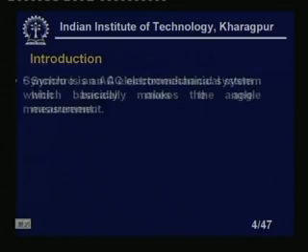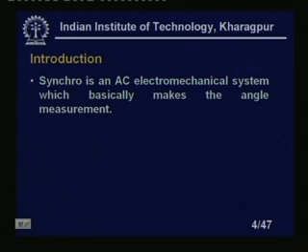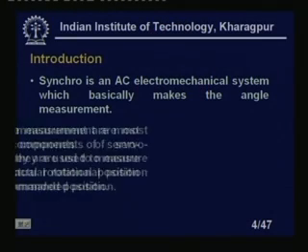Introduction: Synchro is an AC electromechanical system which basically makes angle measurements. Angular measurements of the shaft can be detected. That is a rotary sensor. It is not for linear measurement, but it is an angle measurement device, right. It is slightly different. So far, in all the 20 lessons, we have not discussed anything on angle measurements. Now, rotary angle measurement is possible. That means if there is a misalignment of the shaft, that can be detected with the help of Synchro.